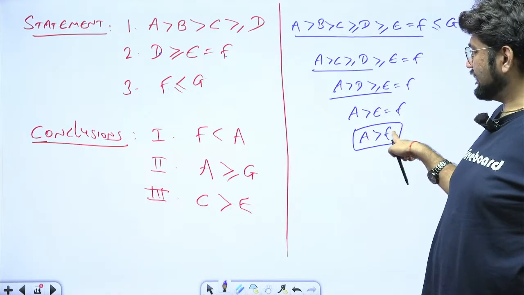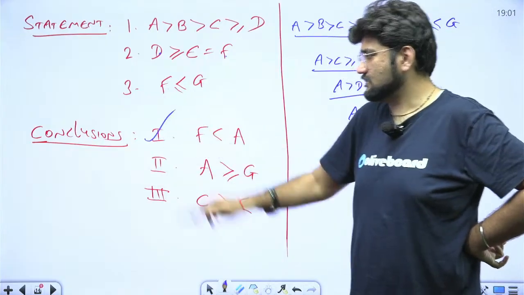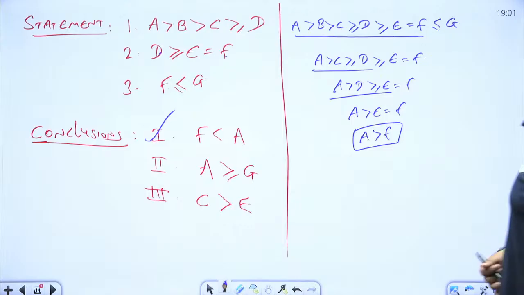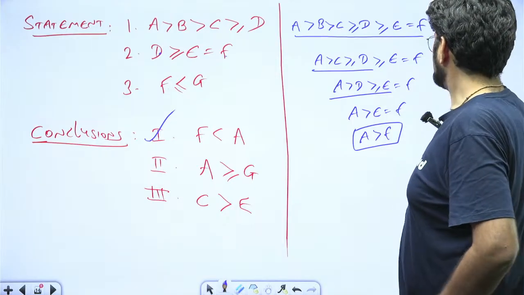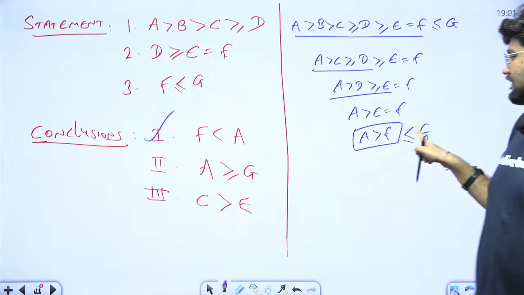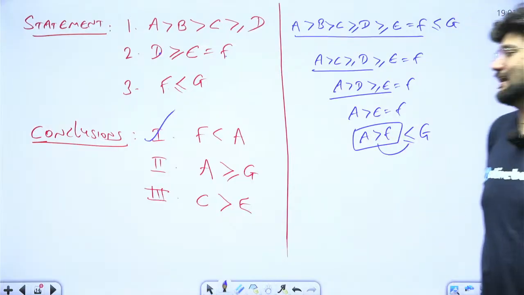If A is greater than F, can I say F is less than A? Yes. One and the same thing. Okay. Next, A is greater than equal to G. So now F is less than equal to G. Can I say A is greater than equal to G? No. There is no relation between A and G.